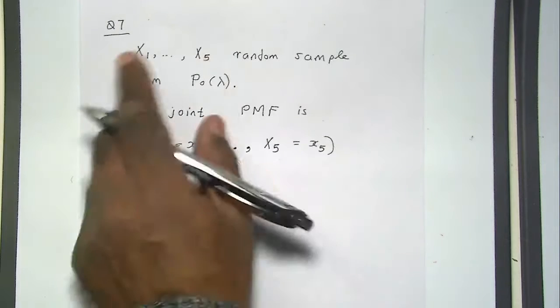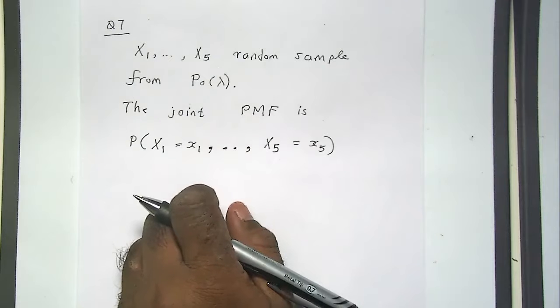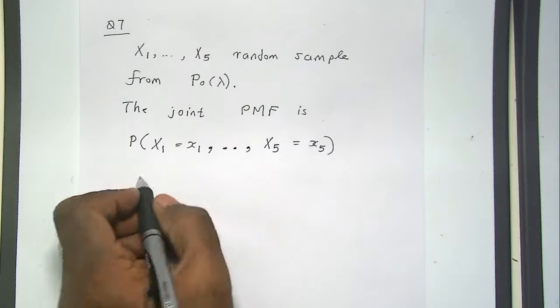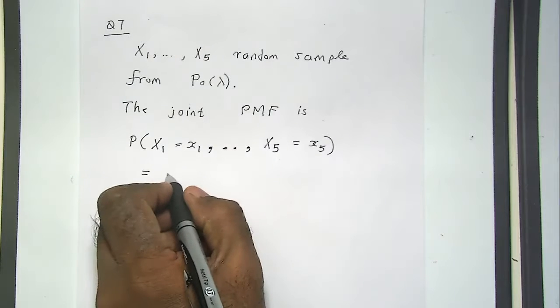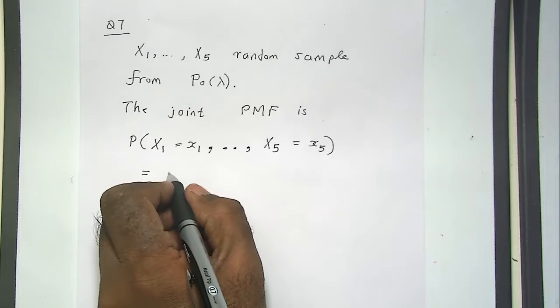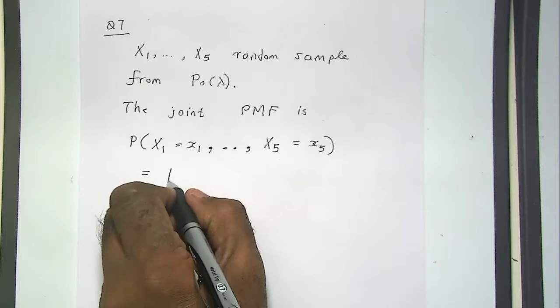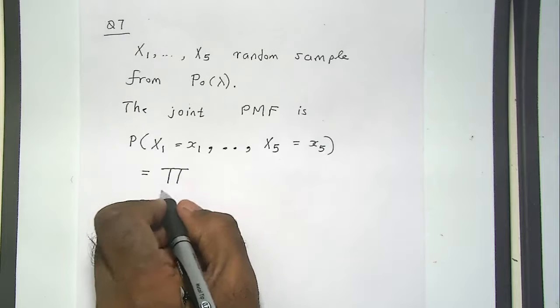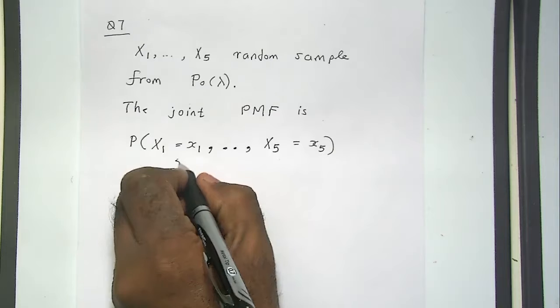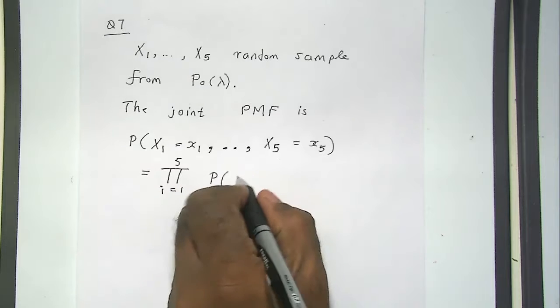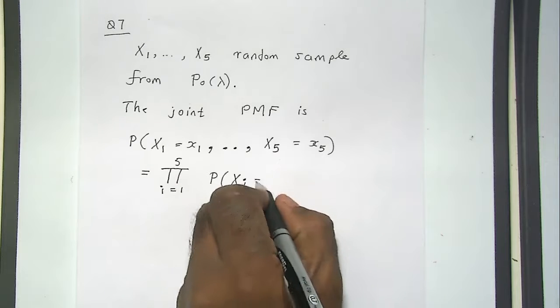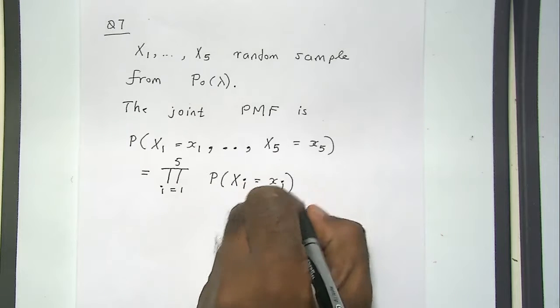Because X1 to X5 is a random sample, it implies that they must be independent, right? And hence you can write this as the product, i from 1 to 5, of the probability that Xi equals little xi.